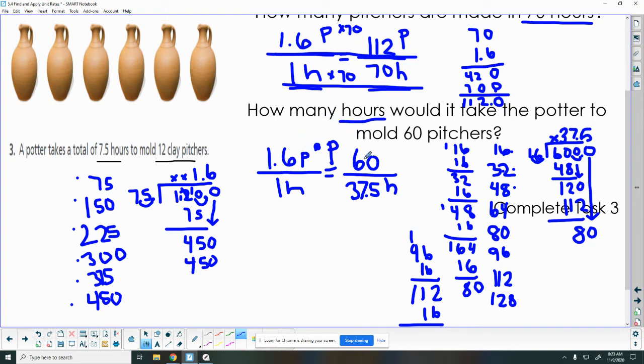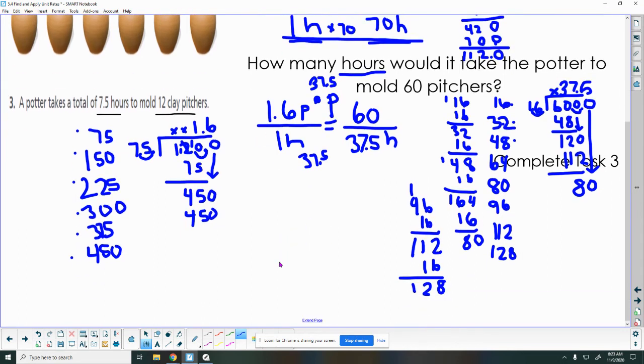Well, I know my answer got bigger, so I had to multiply. I don't know what 1.6 times something to equal 60. So we had to do the opposite and divide. So 1.6 times 37.5 is 60. So now I do the same thing. 1 times 37.5 is 37.5. So that one was a lot easier on the bottom. So we're just doing that same thing.